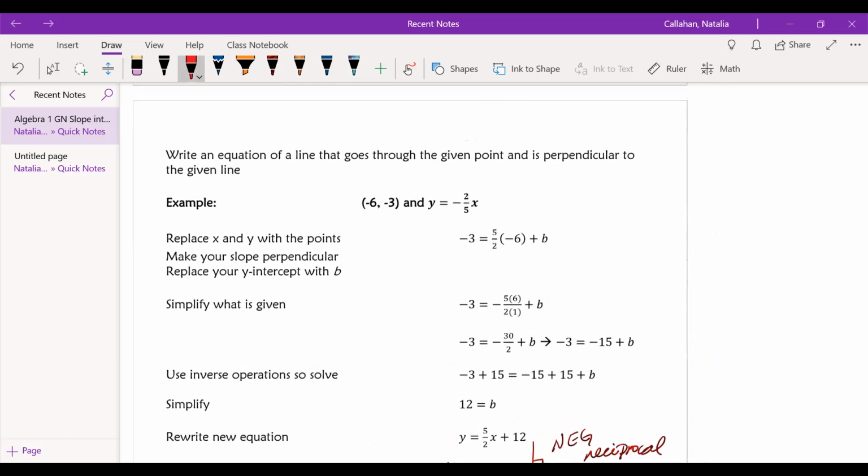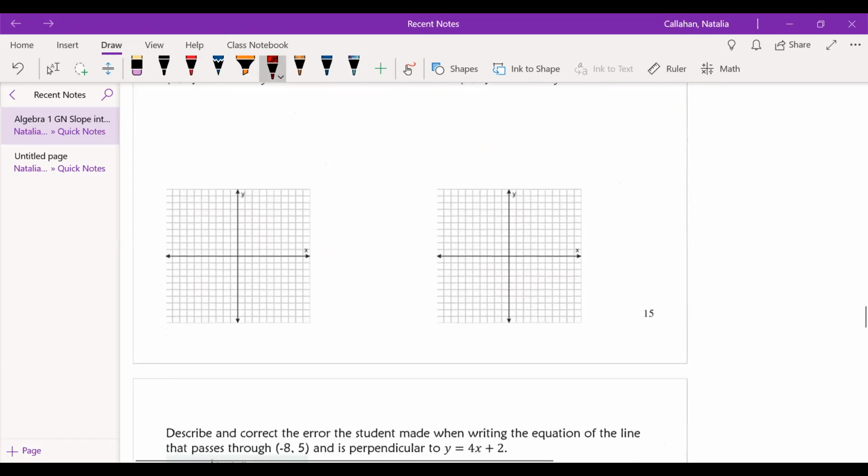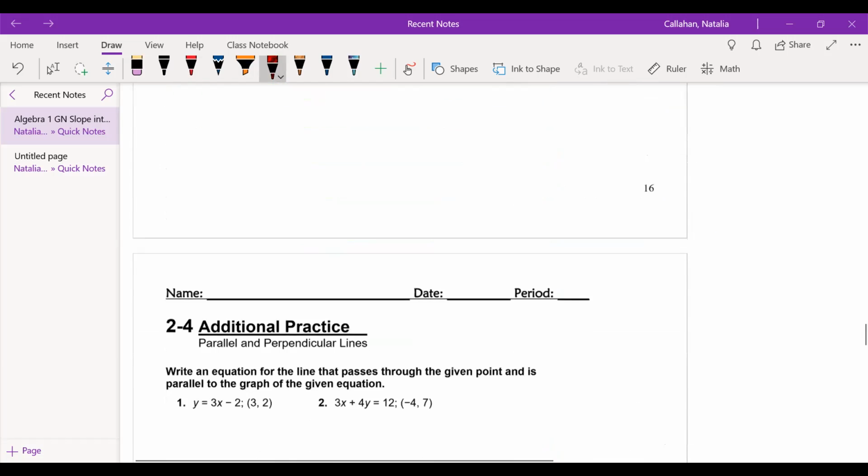And it says write the equation of the line that goes through the point and is perpendicular to the given line. So if it's perpendicular, you know it has to be a negative reciprocal. So let's say, for example, that my slope here is negative 2 over 5. Then for the slope that's perpendicular to it, you will have to flip it and then put an opposite sign on it. So what's opposite of a negative? It's a positive. And that's exactly what I'm going to do over here to these examples.